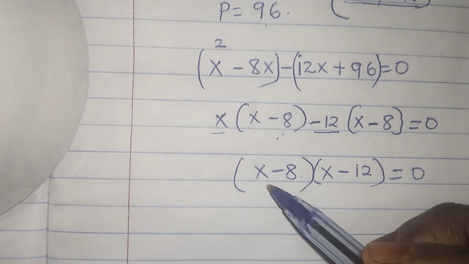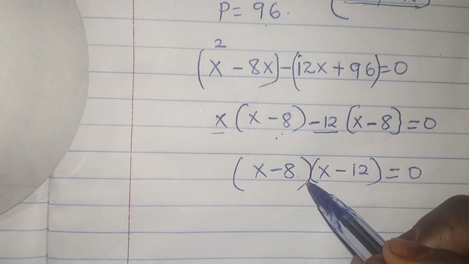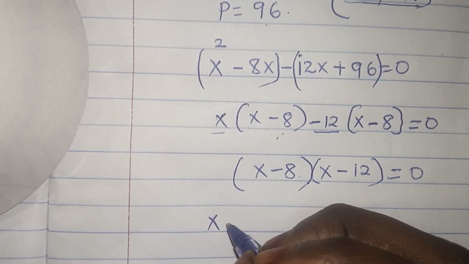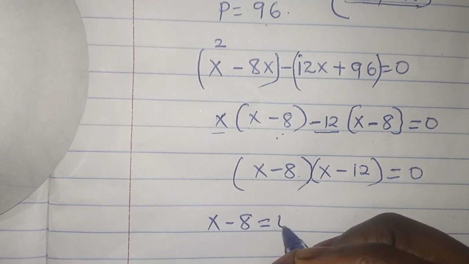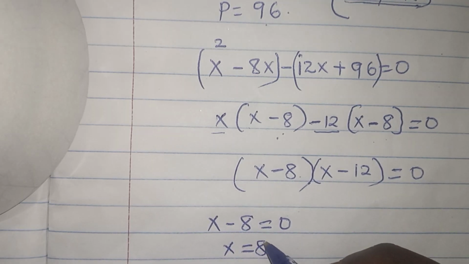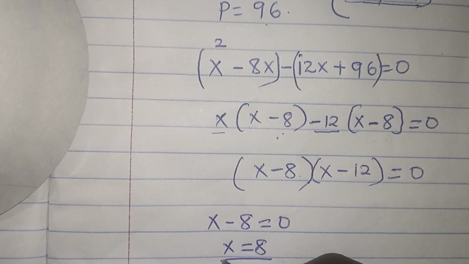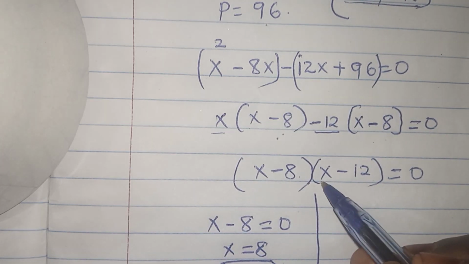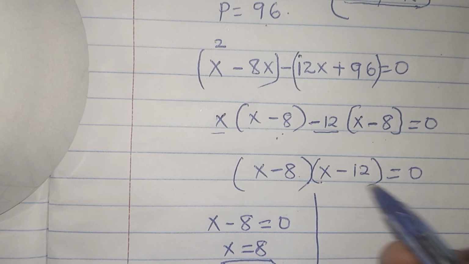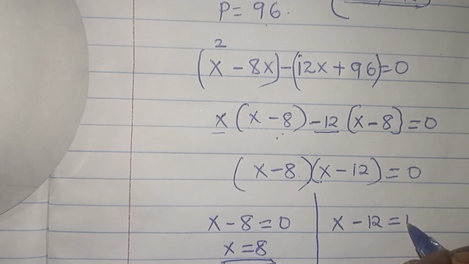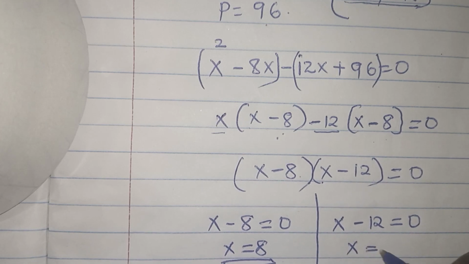So I'm going to equate each term with 0. x minus 8 equals 0. This means that x equals 8, our first value of x. Our second value, also equate this term with 0: x minus 12 equals 0. So x is 12.